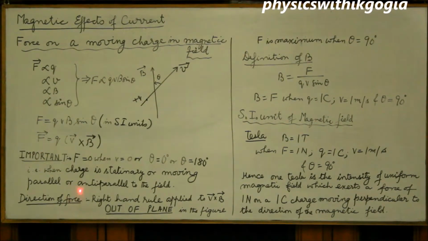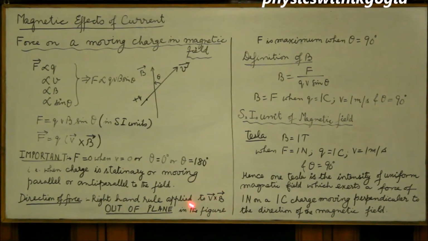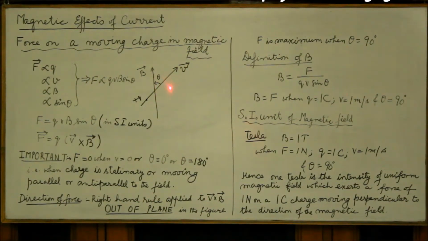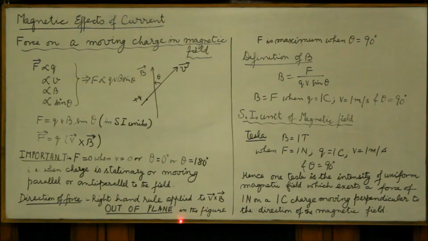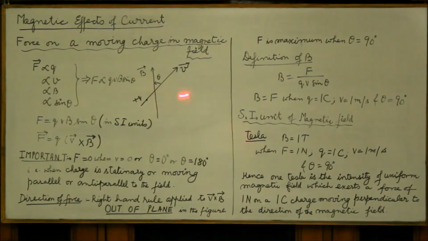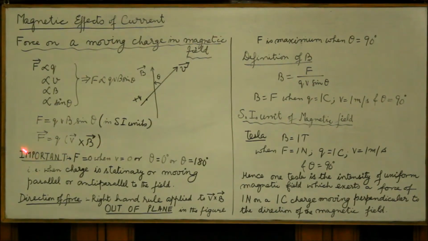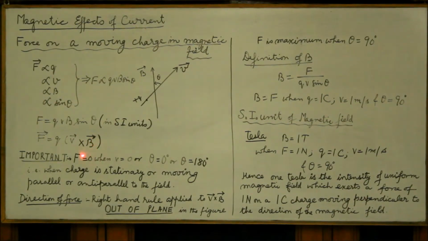The direction of the force is given by right hand rule applied to V cross B. For example here, if you curl the fingers of your right hand from V to B, the thumb will point out of the board. So the direction of force in this diagram is given by the right hand rule and it is out of the plane of the board or plane of the figure. Another important thing inherent in the cross product: the force vector will be perpendicular to the velocity vector and it will also be perpendicular to the magnetic field vector.